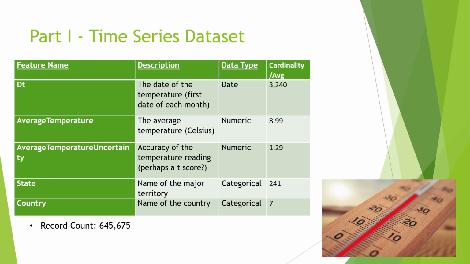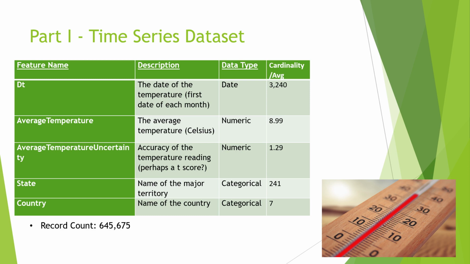In the first part of the project, we were asked to find a time series dataset. A time series dataset is a type of series data where the data points are indexed in order of time. So I went to data.world and found a dataset that lists the average temperature for every month between March 1855 all the way through September 2013 for the major territories of 7 different countries. Those countries include the US, Brazil, Russia, Canada, India, China, and Australia.